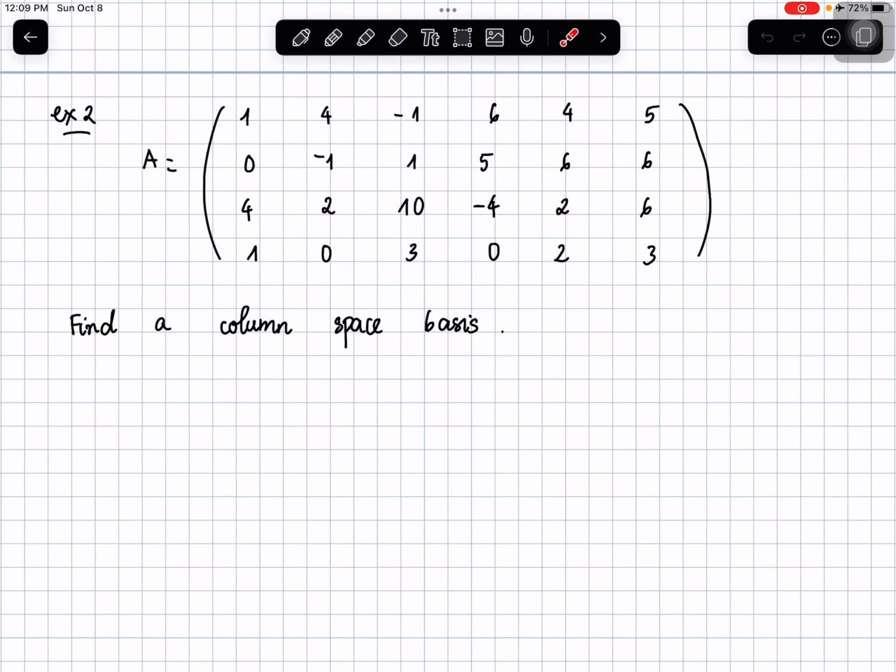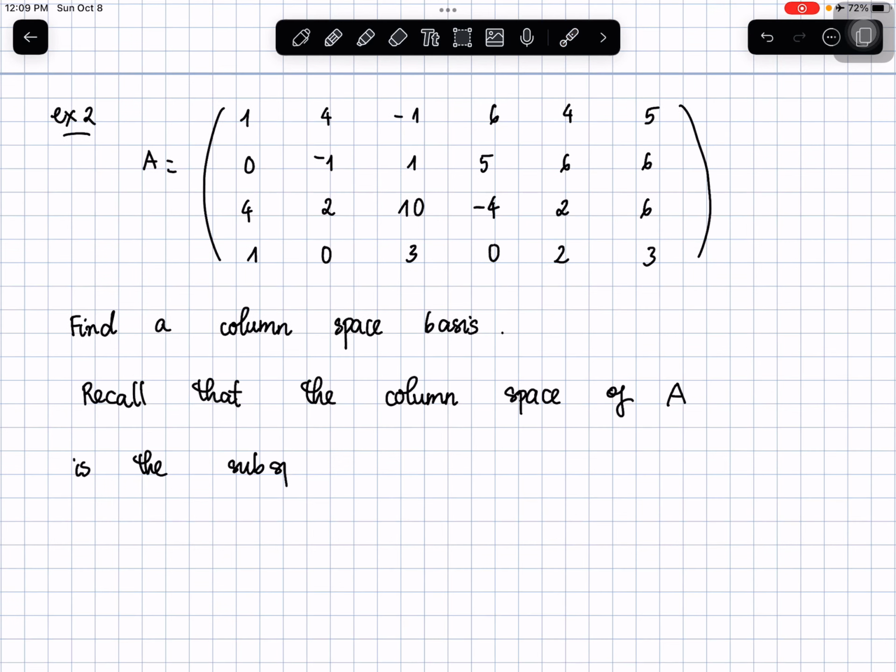Here we are given a 4 by 6 matrix, and we need to find a basis for the column space of this matrix A. We call that space thus spanned by all column vectors of A.